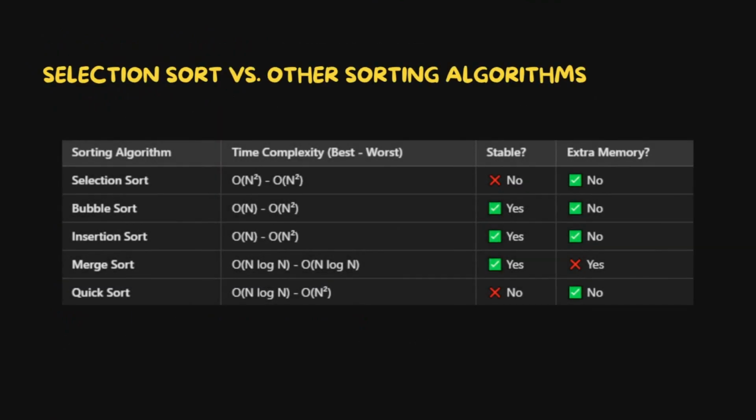So let's compare selection sort with other sorting techniques. This is the comparison between selection sort with bubble sort, insertion sort, merge sort, and quick sort. Selection sort is easy to implement but not the best choice for performance. That we can see from this table.